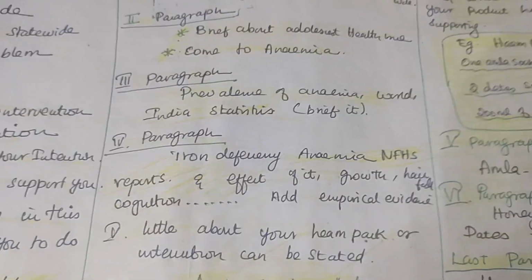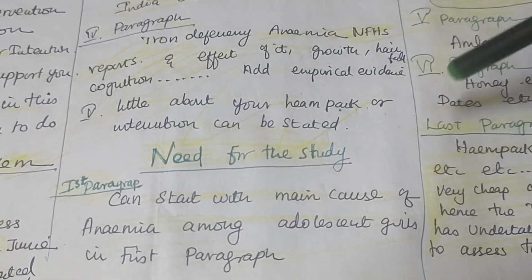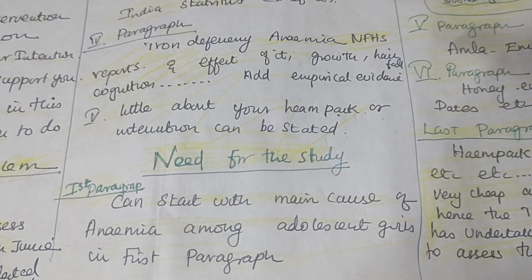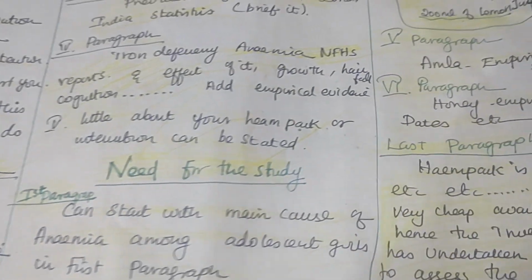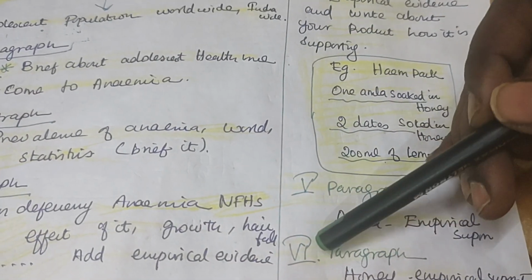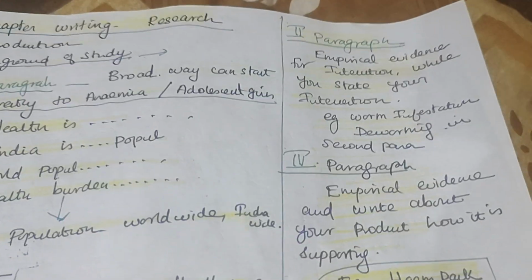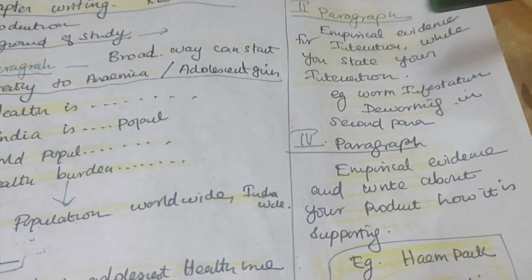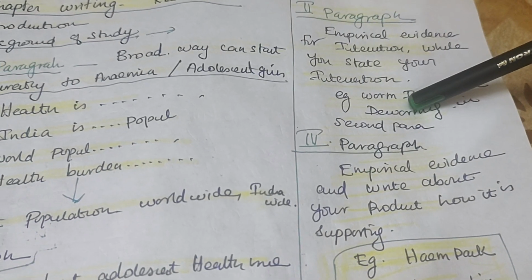Let us come to the need for the study. In the need for the study, the first paragraph starts with the main cause of anemia among adolescent girls. In the first paragraph, what is the main cause? You can state empirical evidence also. In the second paragraph, you can also state empirical evidence for the intervention while you state your intervention.